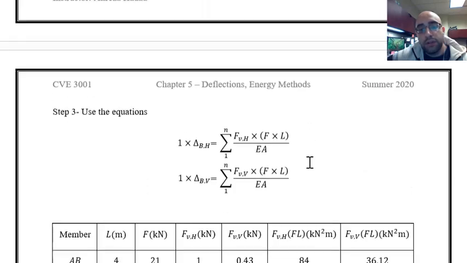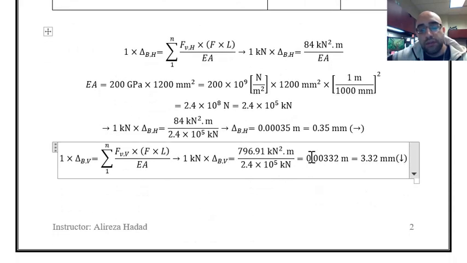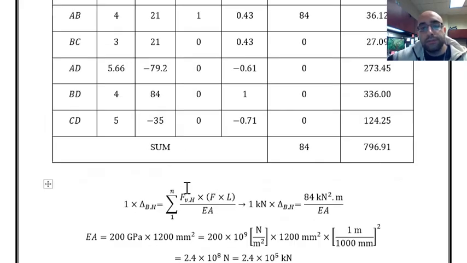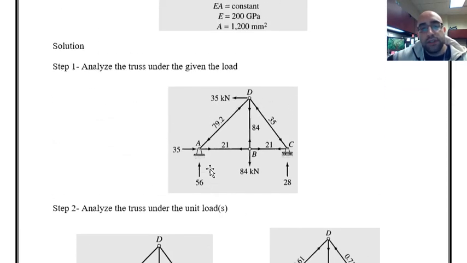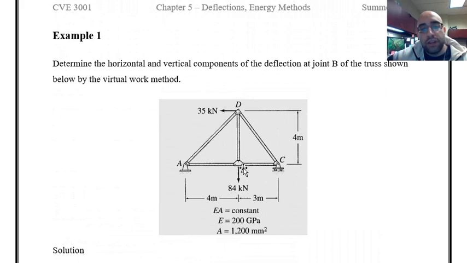Over here it is downward. I got a positive value for the deflection, which means the directions are the same, and the vertical deflection is downward. So as you can see, we could solve this problem. We could find the deflections at point B, both horizontal and vertical, by using the virtual work method.